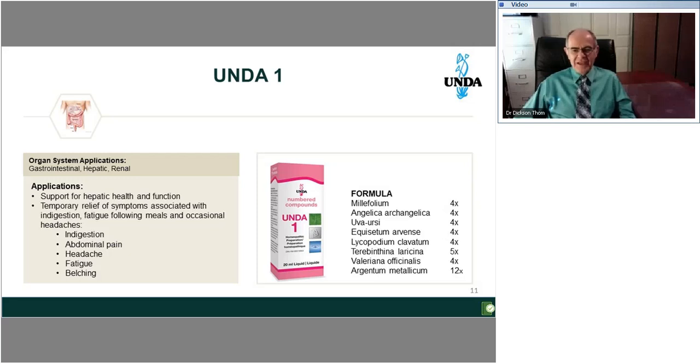The herbs are organotropic towards liver and kidney. So this is a liver and kidney remedy. It supports both those systems, which is why it's so essential for general wellness and health. Now on the left side of the slide, we see some of the applications, and I caution and say some.